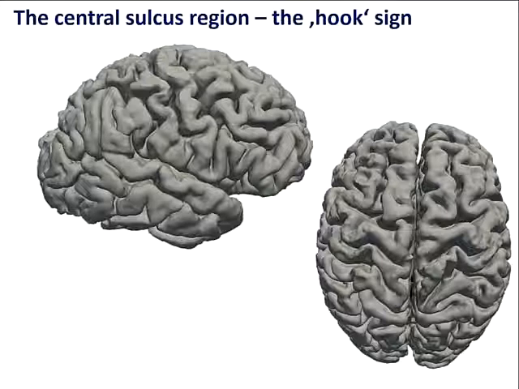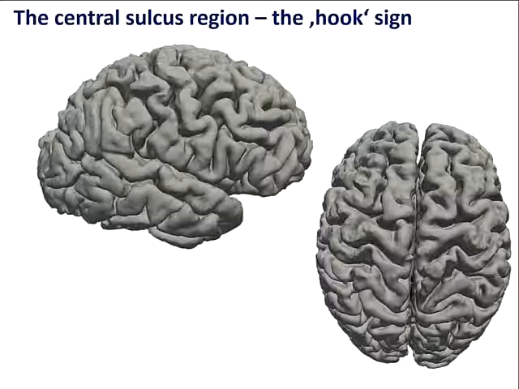If we take a look from the side, from the lateral right aspect, it would be this region. From the top view, it's a little more difficult, but I hope after these few slides about it, you will have a better idea of where it is. It is this region in here. The central sulcus is this large one over here. And the first sign that you can apply is the so-called hook sign.